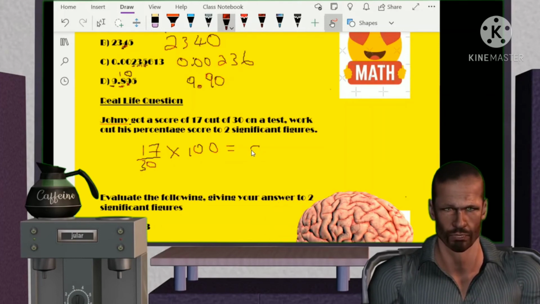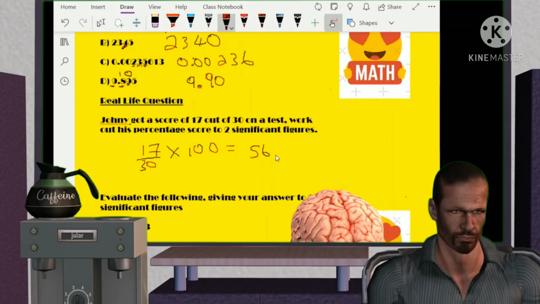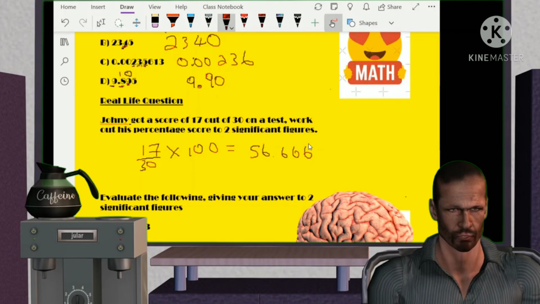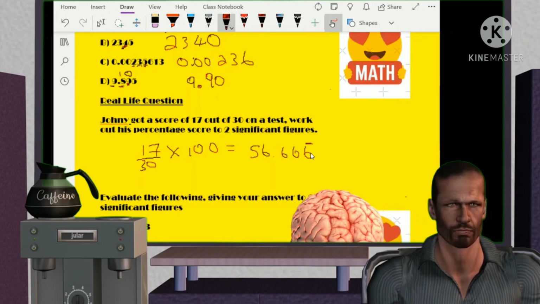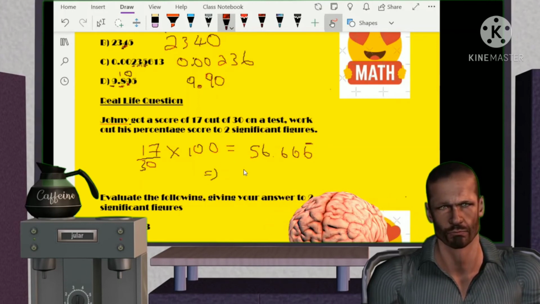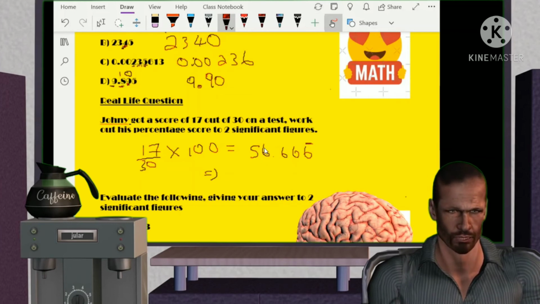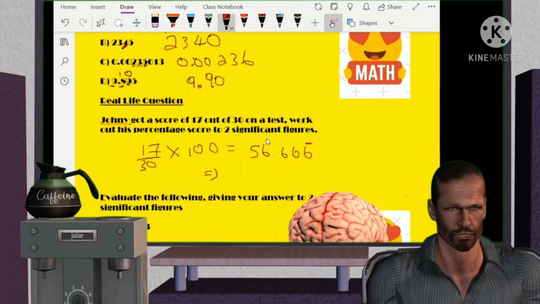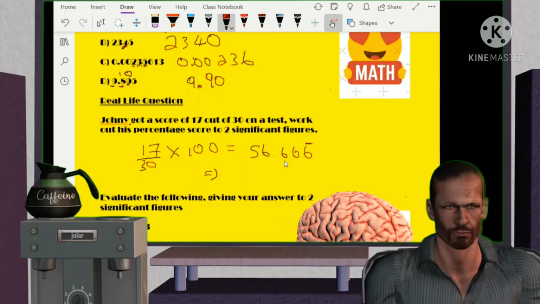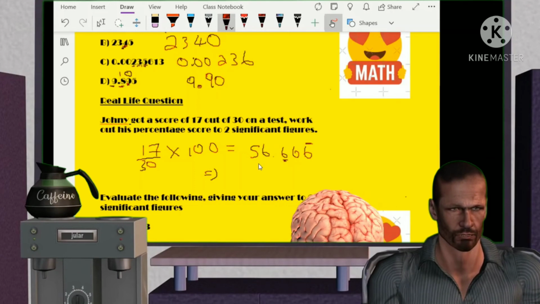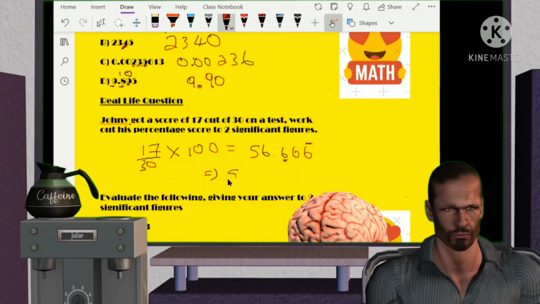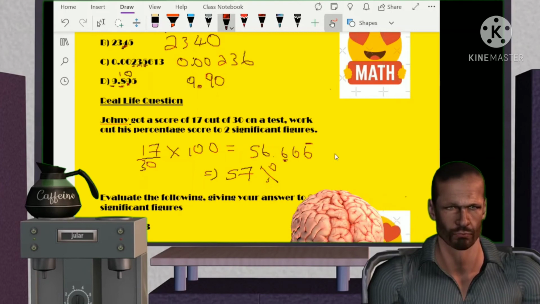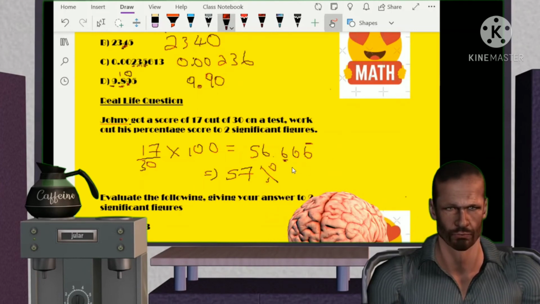All right, this gives me 56.666, and this goes on and on. So let me put a little dash here. So let me count off my significant figures. The first is 5, the second is 6. So it says 2 significant figures. We look at the number that comes after the 6, which is also 6, which means I'm going to round up. So this is going to become 57 to 2 significant figures. And of course, we're talking about percentage here. So we have to include the percentage sign.